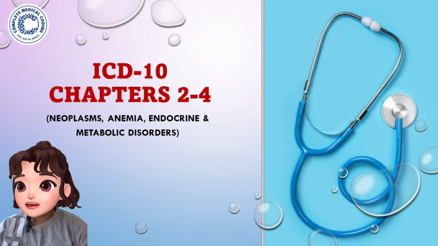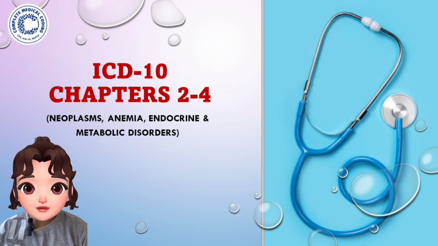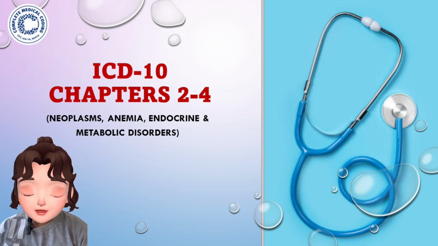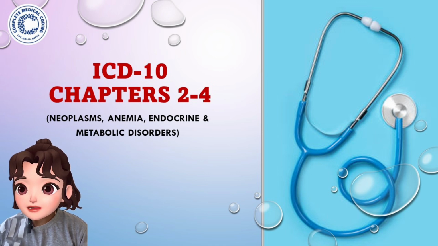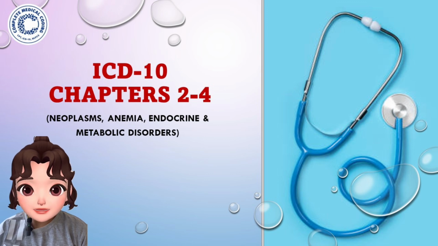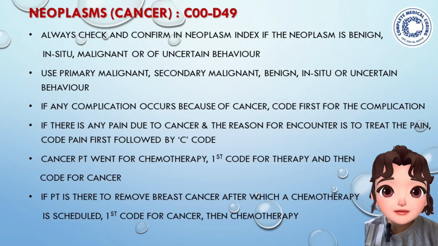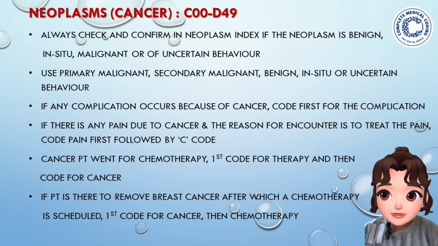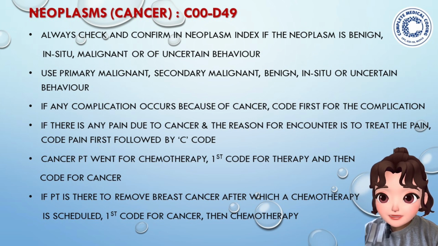Today let's learn ICD chapters 2 to 4. This consists of Neoplasms, which is a very important chapter, Anemia, Endocrine and Metabolic Disorders. So let's have a look into it one by one. First we will learn about Neoplasms, which means cancer. The ICD code ranges from C00 to D49.